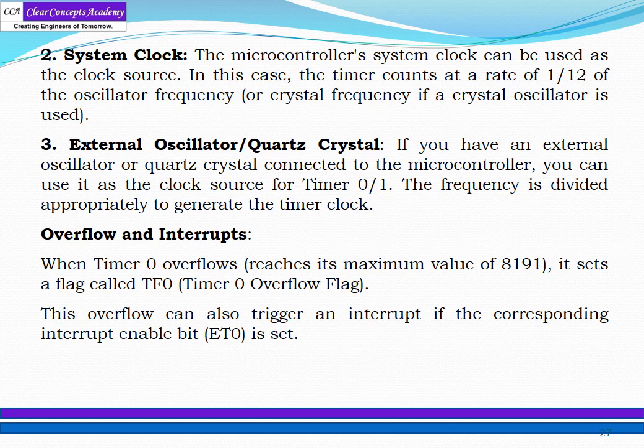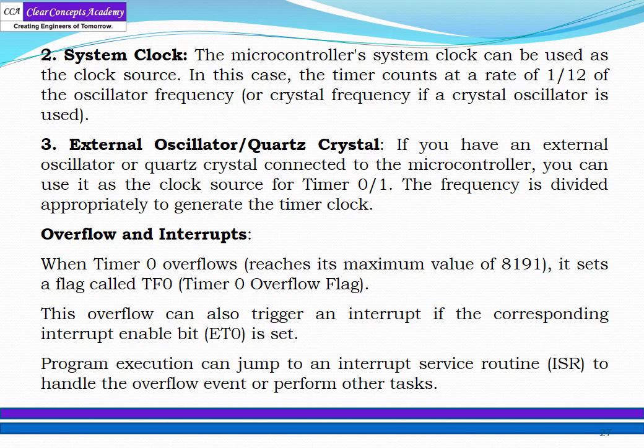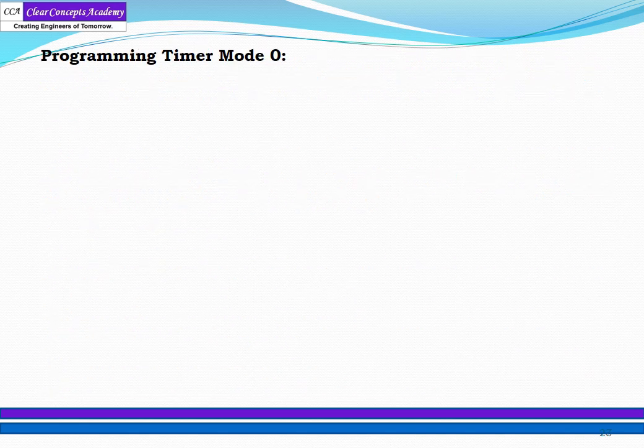In our IE register, if the interrupt enable is set for timer 0, and this overflow occurs, then the program will jump to the address for the timer 0 interrupt. As we have already seen in an earlier slide, there is a certain address, and it will attend the interrupt service routine written there. This happens if this interrupt is enabled. Program execution can jump to the interrupt service routine, ISR, to handle the overflow event or perform other tasks. This is what overflow is.